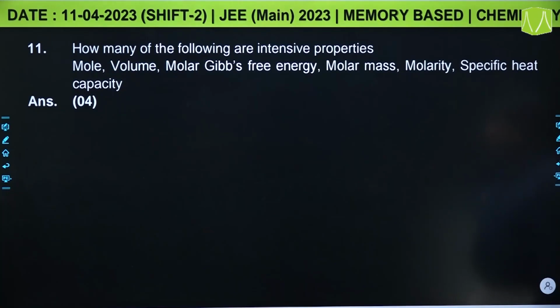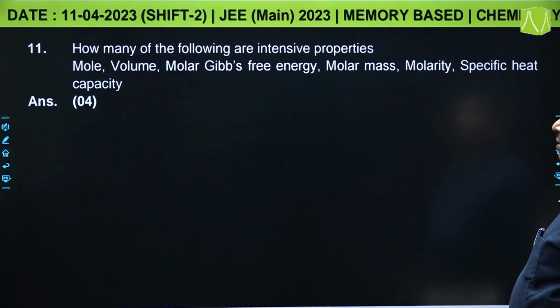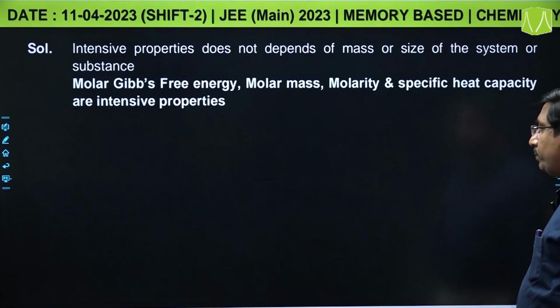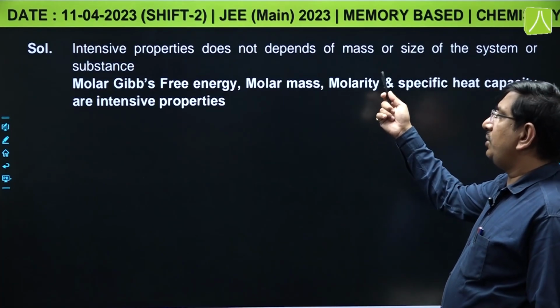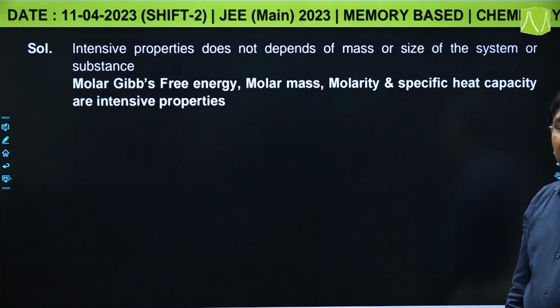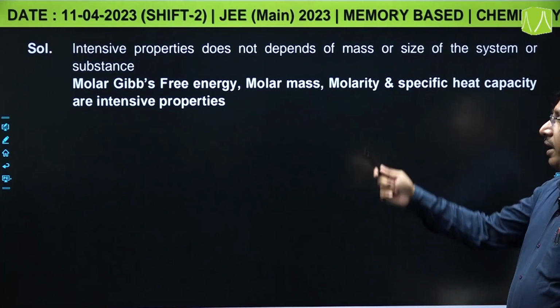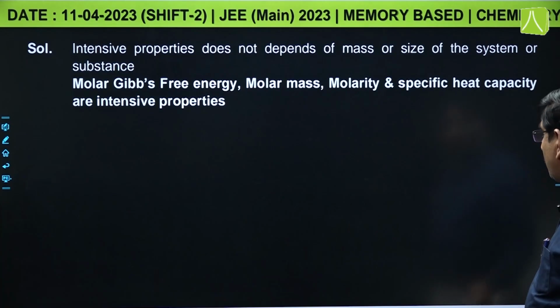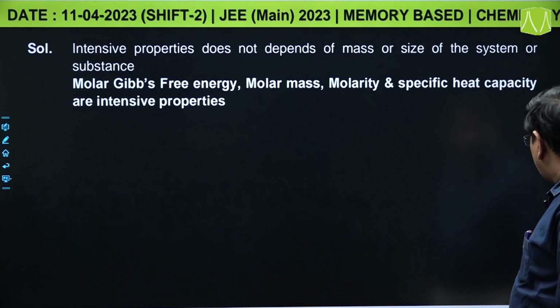Next question, this is from thermodynamics, a very basic question. How many of the following are intensive properties? Given are mole, volume, molar Gibbs free energy, molar mass, molarity, specific heat capacity. Here molar Gibbs free energy, molar mass, molarity and specific heat capacity are the intensive properties. Intensive properties are those which do not depend on the mass or size of the system.